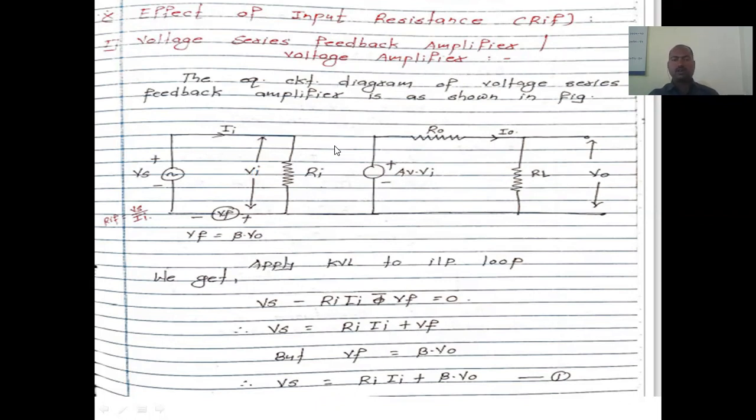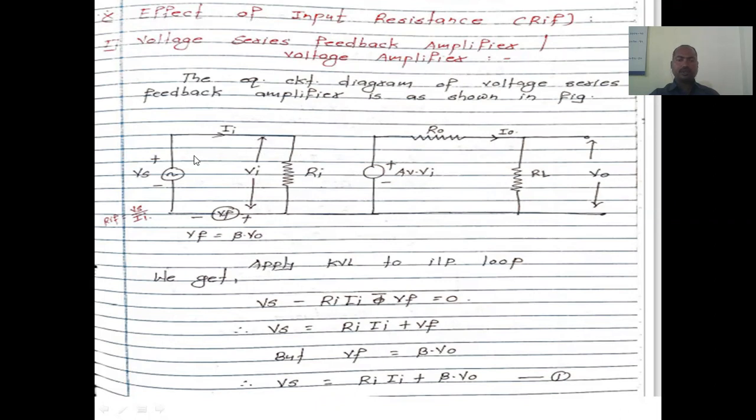This diagram shows the voltage series feedback type of amplifier. We have applied Vs as the input voltage to this configuration. Due to the application of Vs, a current flows, which is called the input current. It flows through the input resistance Ri, and the current flowing through Ri is called Ii.